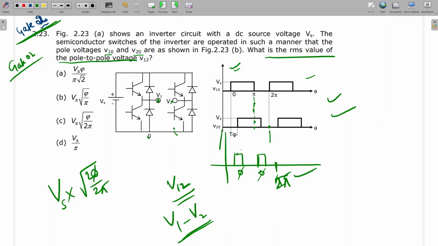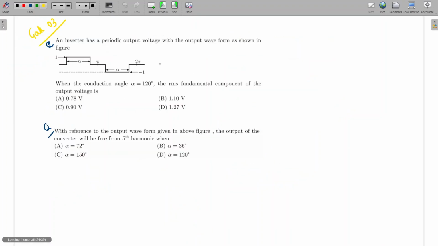Okay. So since this is 2 pi, 2 pi by 2 pi, it will be Vs into 5 by pi. So the correct option will be B. Okay, I'm moving to the next question. This is also a similar type of question, GATE 2003.